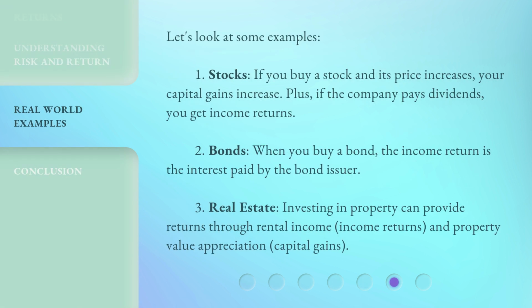Let's look at some examples. 1. Stocks. If you buy a stock and its price increases, your capital gains increase. Plus, if the company pays dividends, you get income returns. 2. Bonds. When you buy a bond, the income return is the interest paid by the bond issuer. 3. Real estate. Investing in property can provide returns through rental income, income returns, and property value appreciation, capital gains.